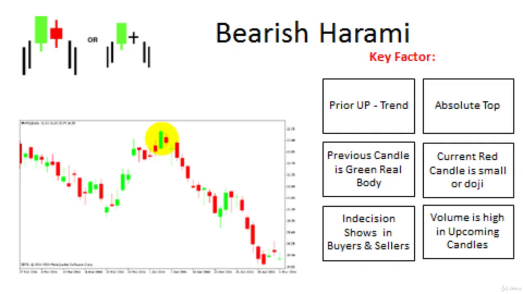As the example chart shown on your screen, which clearly identifies a bearish Harami pattern, after that there is a strong downtrend reversal. Before considering the bearish Harami pattern, we have to discuss key factors in detail. The first key factor is that the prior trend is an uptrend. The bearish Harami pattern is formed at the absolute top. The prior candle is a green real body candle which also creates a top.